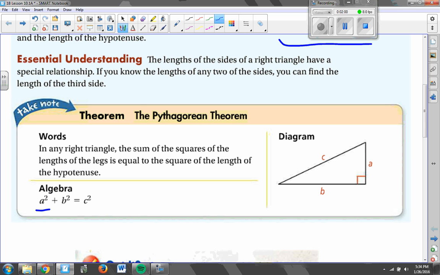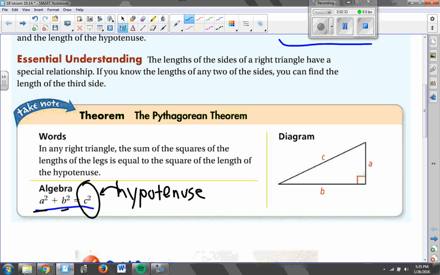A squared plus b squared equals c squared. I think that's a formula that's familiar to you. But a squared plus b squared equals c squared. Now, the c squared, this guy right here, is always the hypotenuse. C squared is always the hypotenuse. A squared and b squared can be whichever sides of the triangle, whichever legs of the triangle you want.